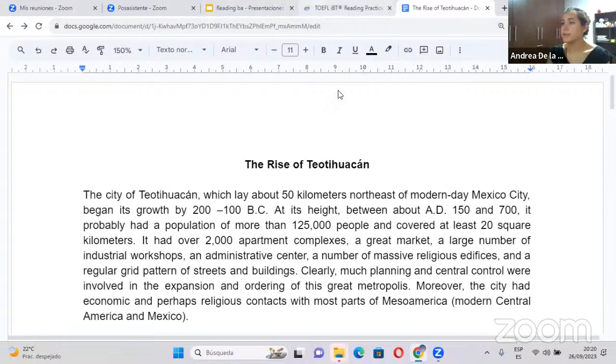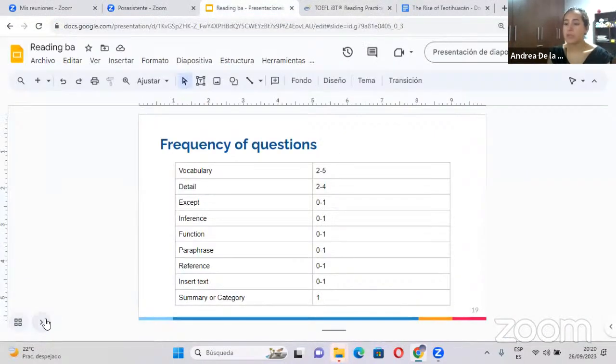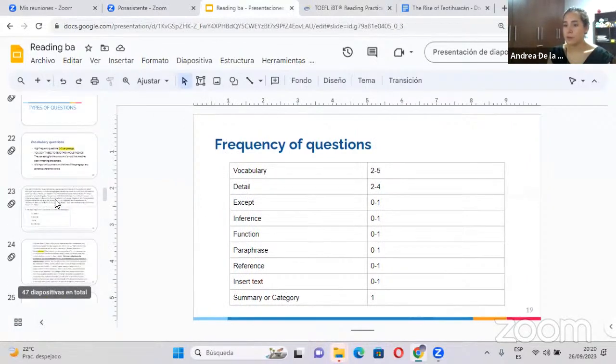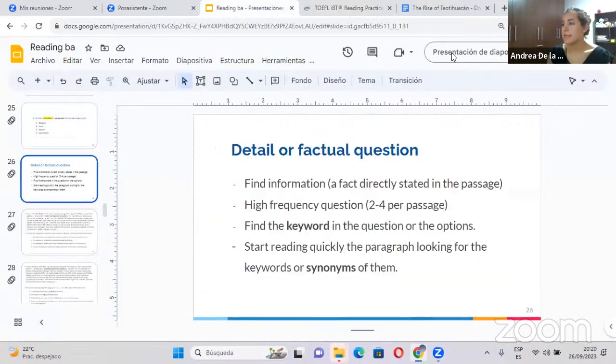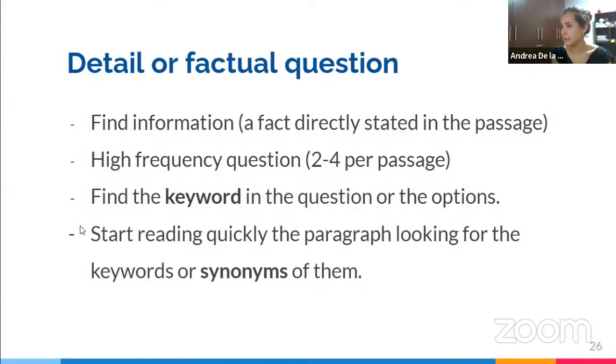All right, guys. So based on that, we're going to be working on the first question type now, which is detailed questions. So let's see what they are about. Okay, guys. Detailed questions, as the name says, are going to be asking for specific details, specific information from the text. Now, this information will always be directly stated, directly mentioned in the text. It's never going to be something indirect or implied or something like that. It will always be there. It's just finding the information.